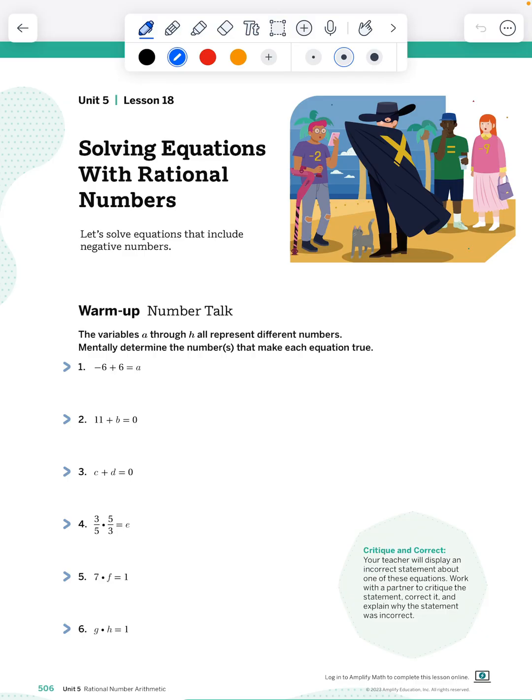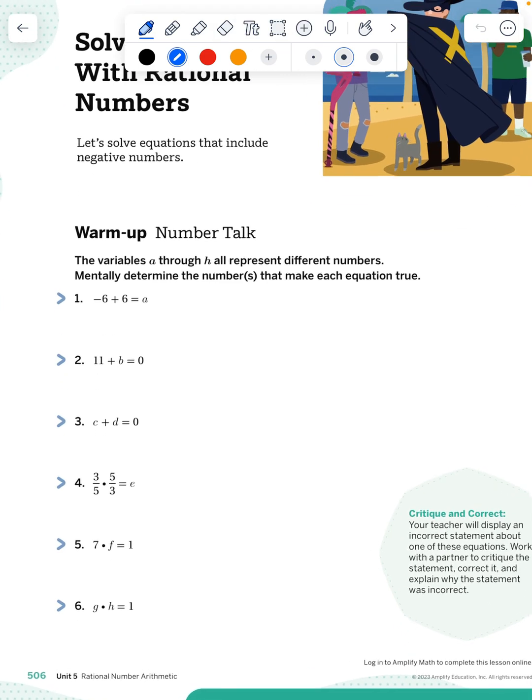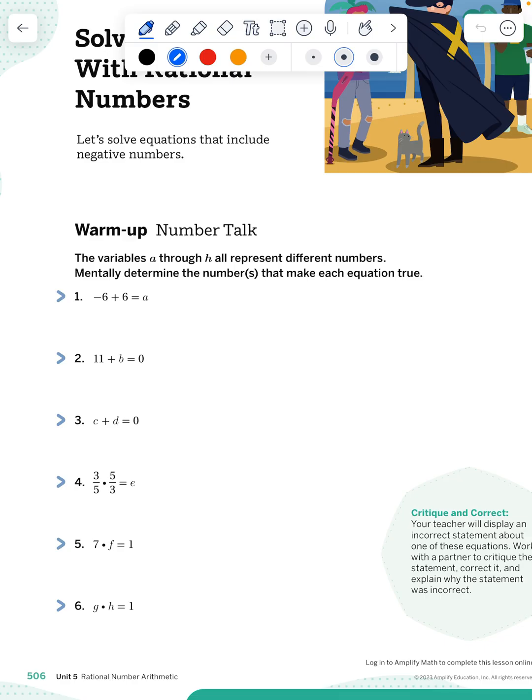You need to go to page 506, solving equations with rational numbers. I would like for you to complete the warm-up on your own. So you're going to pause the video, do 1 through 6, and then unpause the video, and we will check our answers together. Go ahead and pause and get started. Okay. Hopefully you've done 1 through 6.